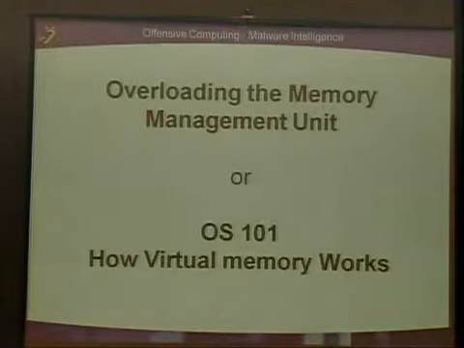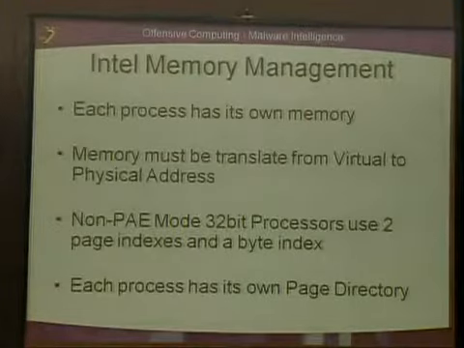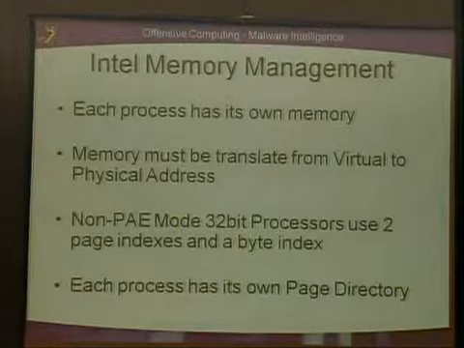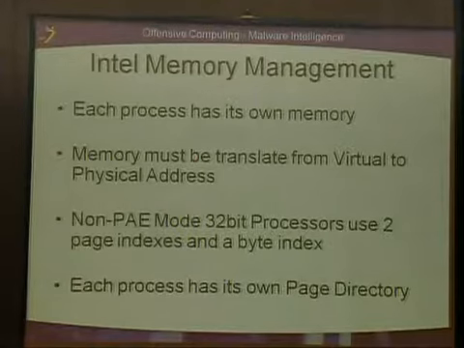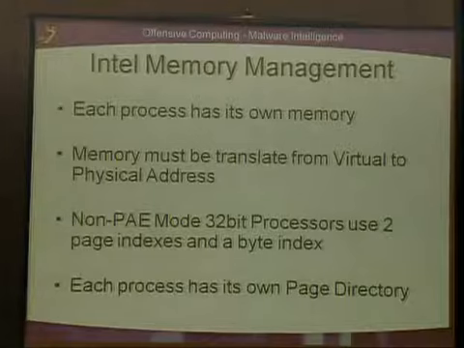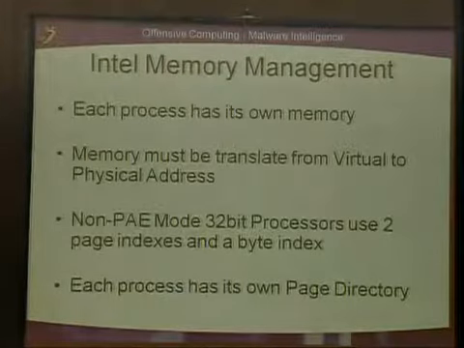So we're going to go into real quick how virtual memory works on Intel, but also on modern operating systems. So Intel has a method where each process can have its own memory, and that's called virtual memory. And the idea is to keep other processes from being able to read each other's information. So this virtual address needs to be translated to a physical address, which is the actual address on the chip of RAM.